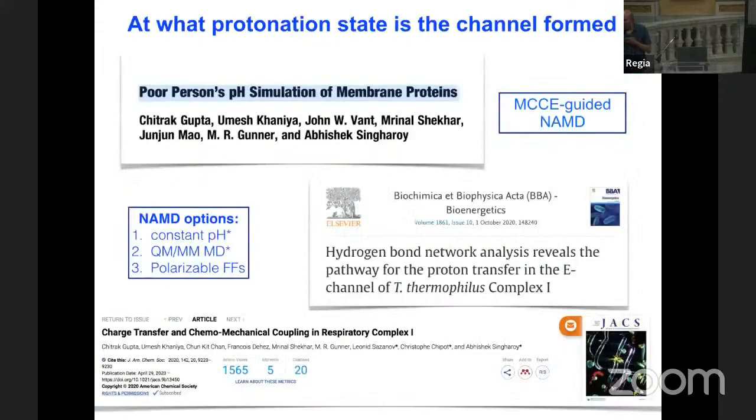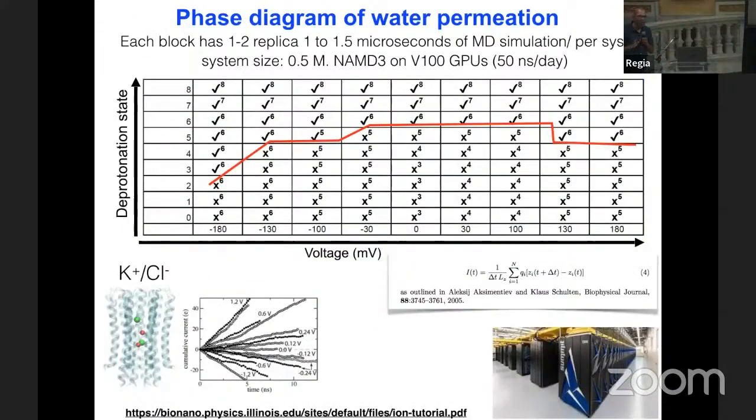So, okay, we work with Marilyn on MCC. Constant pH is possible right now in NAMD, but again, I will not dare to do any such thing. So I went the hammer way, essentially the most brute force way of doing this. I took the channel and I deprotonated the channel from 0 to 8 and simulated each one of these channels from minus 180 to plus 180 millivolts.